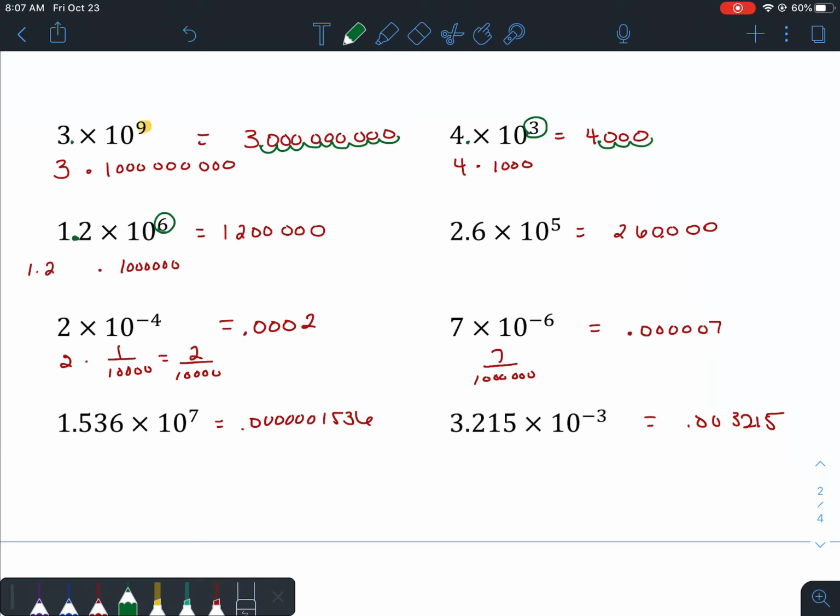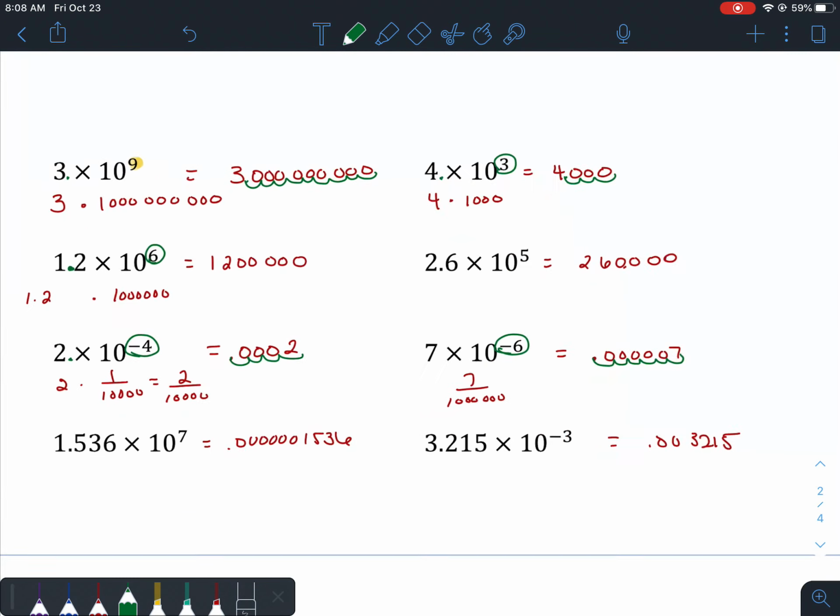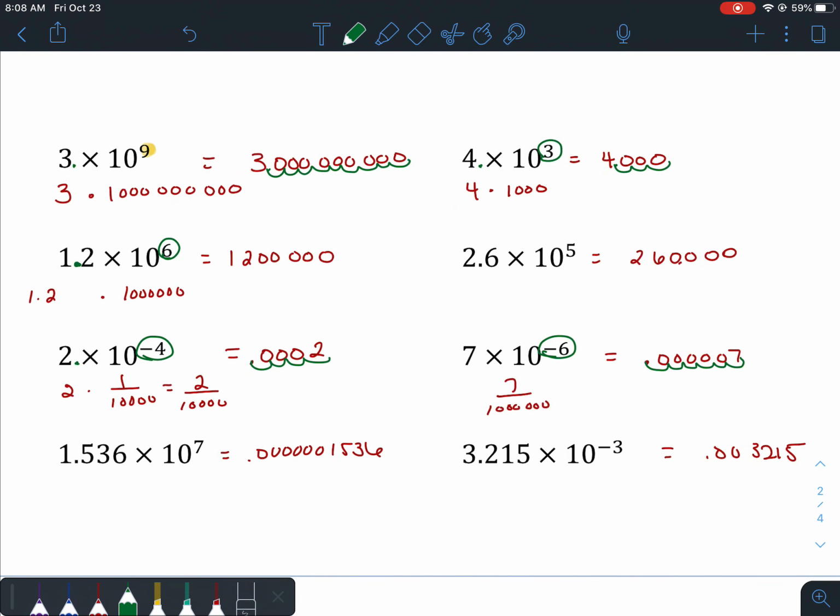For negative, it goes the other way. The decimal point goes to the left. So if we count the number of spaces from the right side of our whole number, we'll count the number of spaces. 1, 2, 3, 4. Same thing with 7 times 10 to the negative 6. 1, 2, 3, 4, 5, 6. So we can actually write this without using a calculator if we know how many spaces we need to move left or right from the decimal point, depending on whether our exponent is negative or positive.